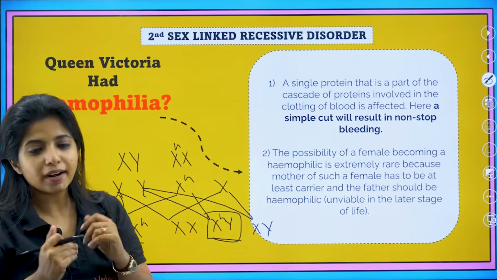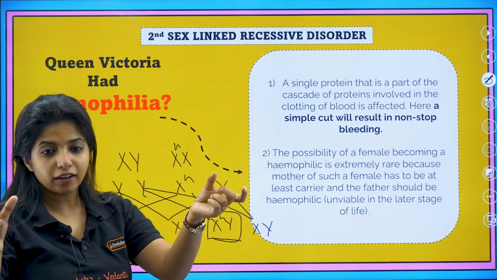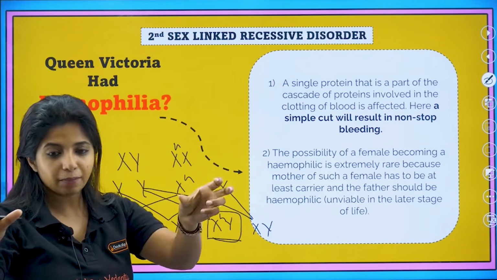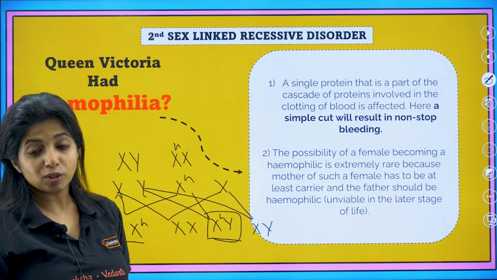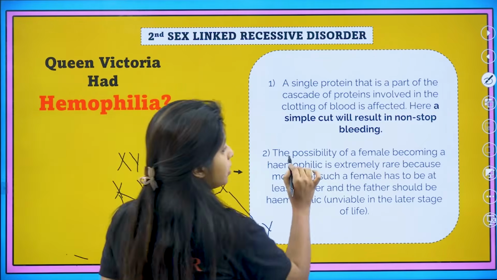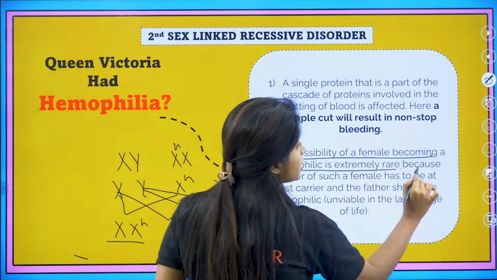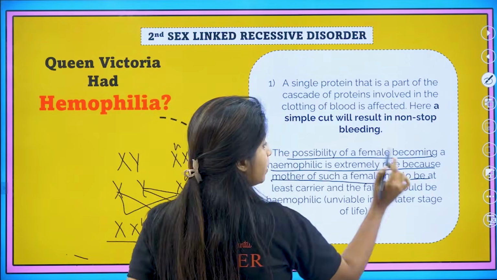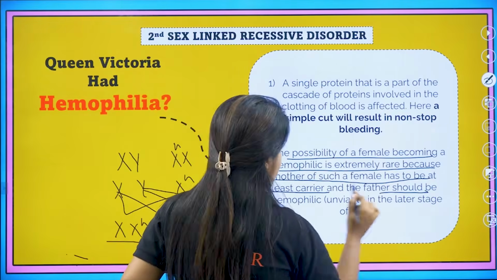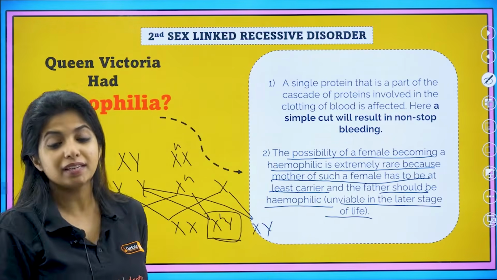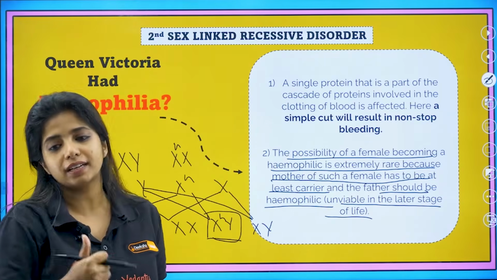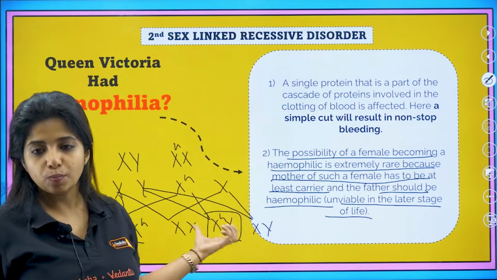And if mating is not happening, you need one carrier and one defective parent to get it. So the possibility of a female to get it becomes very, very rare. The possibility of a female becoming hemophilic is extremely rare because the mother of such a female has to be at least a carrier and the father should be hemophilic, unviable in the later stage of life. Unviable means they won't be surviving until that particular point of time. That is what is meant over here.